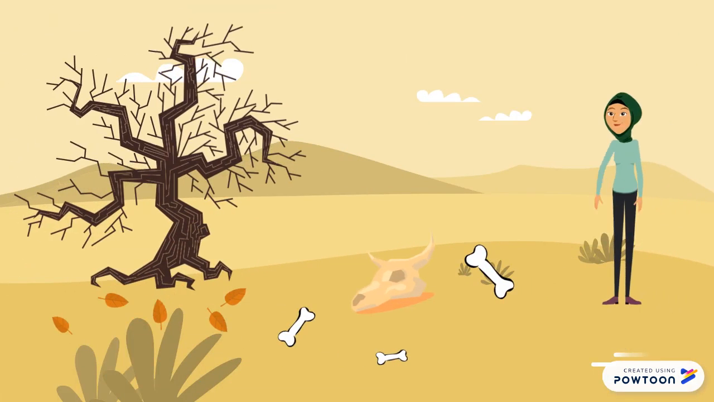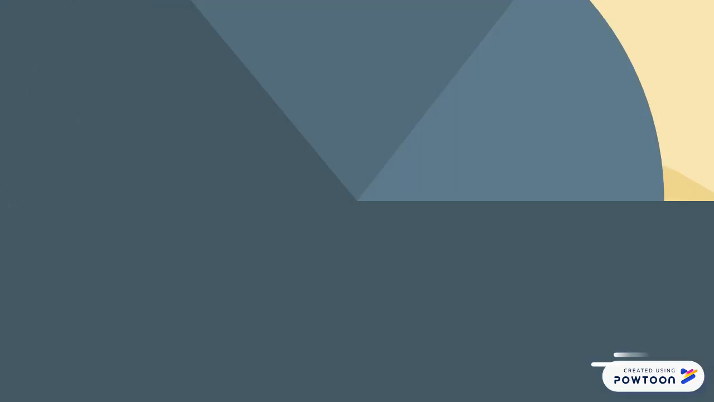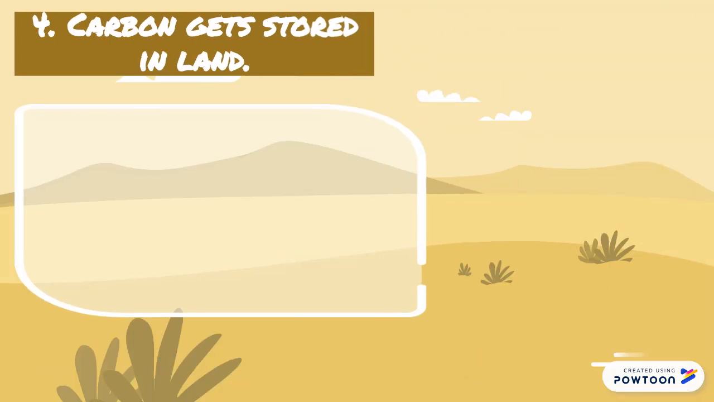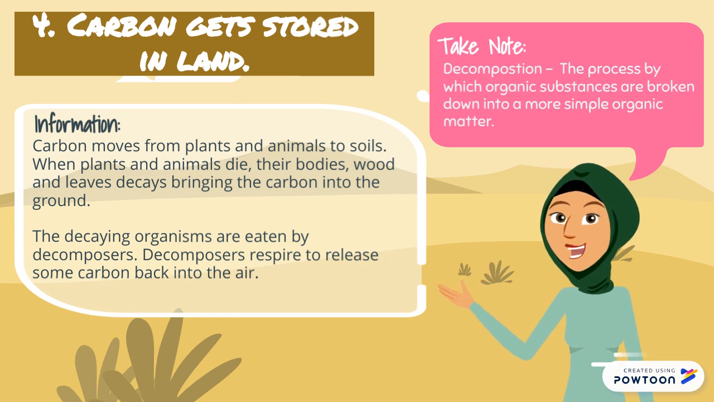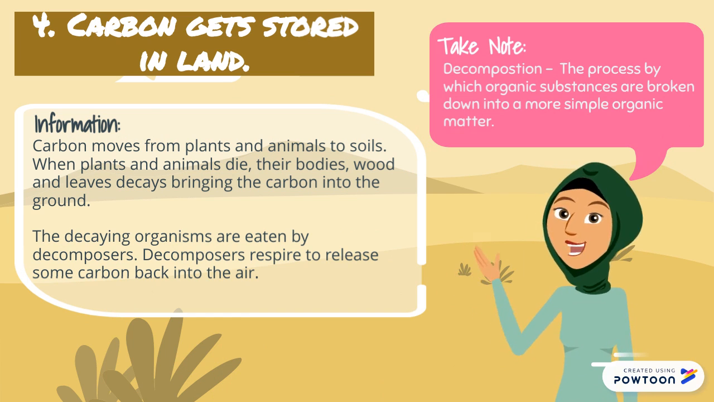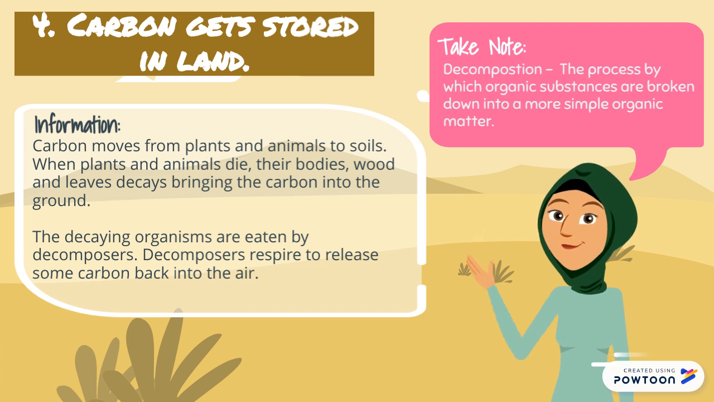The fourth process to the carbon cycle is when carbon gets stored in land. Carbon moves from plants and animals to soil. When plants and animals die, their bodies, wood, and leaves decay, bringing the carbon into the ground. Decaying organisms are eaten by decomposers. Decomposers respire to release some carbon back into the air.